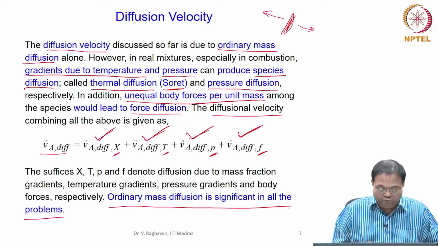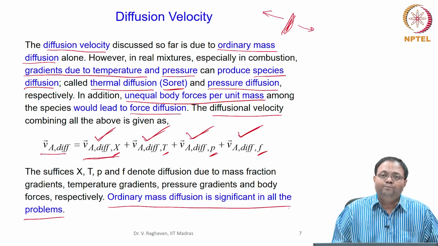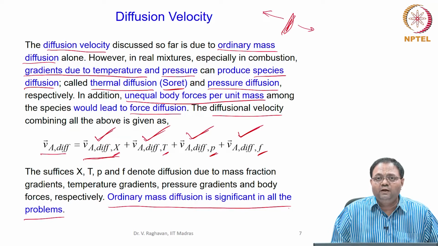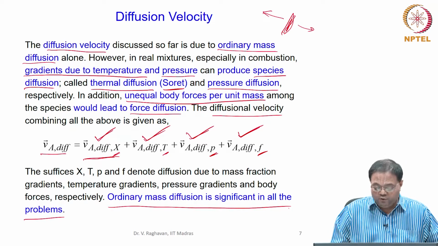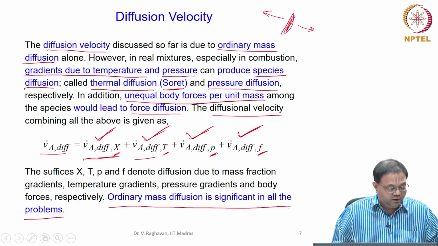This is very important. We have already seen a simple way to calculate the ordinary diffusion, that is minus DAB by YA into mass fraction gradient. So that we have seen. Okay. So, how to calculate this? This we will see now.